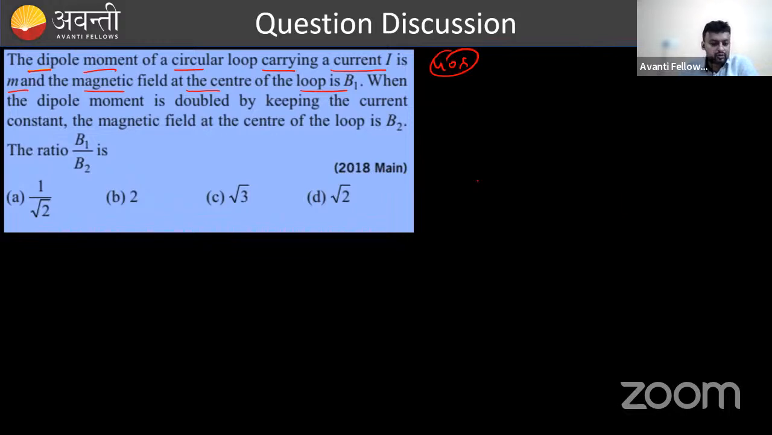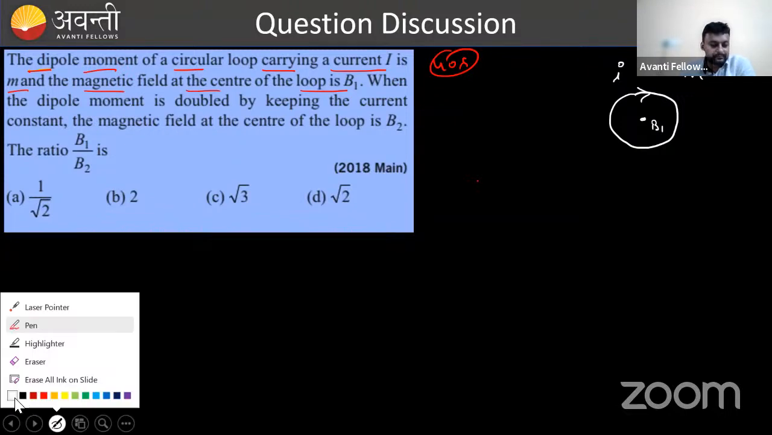So let's draw the situation first. There is a circular loop like this. It has some current I. Direction is not mentioned, so you can take any direction. Its magnetic moment is M and the magnetic field at the center is B1. Clear? When the dipole moment is doubled by keeping the current constant, the magnetic field at the center of the loop is B2. They are asking the ratio of B1 upon B2.